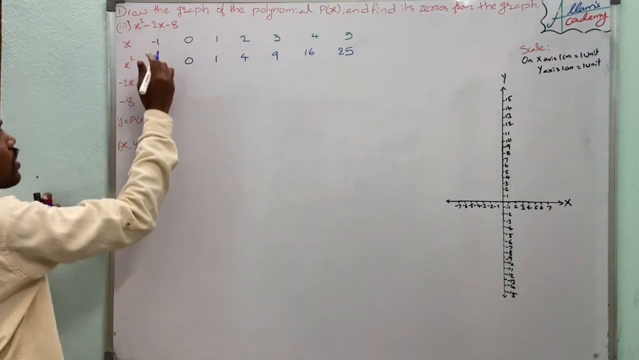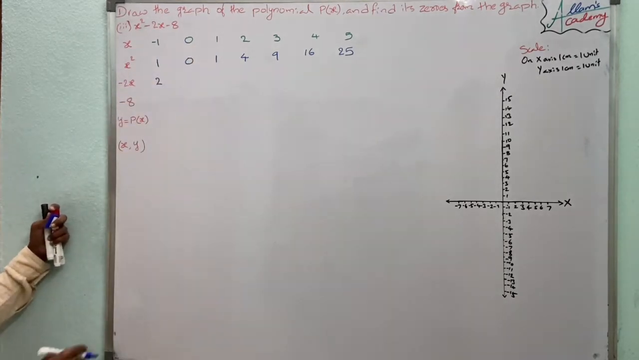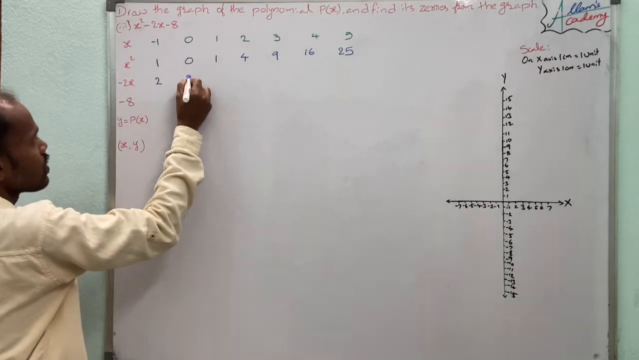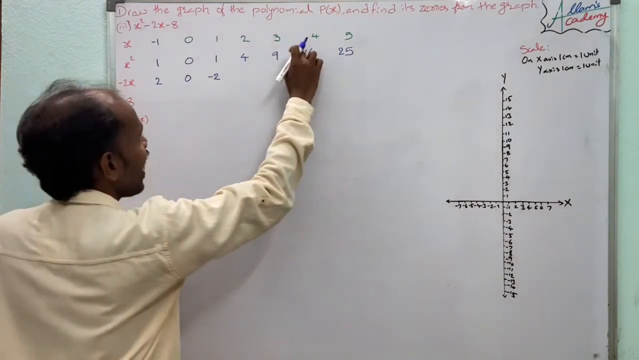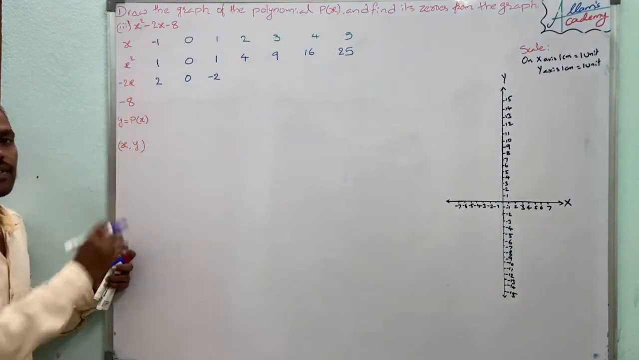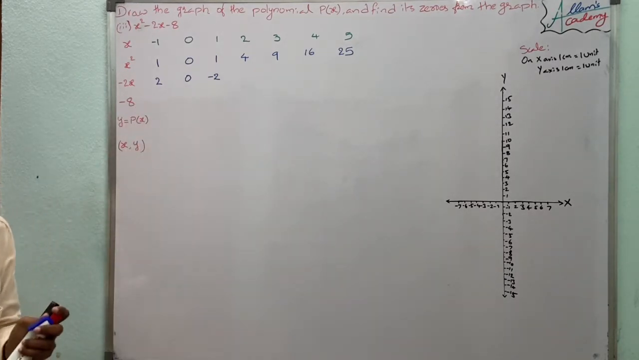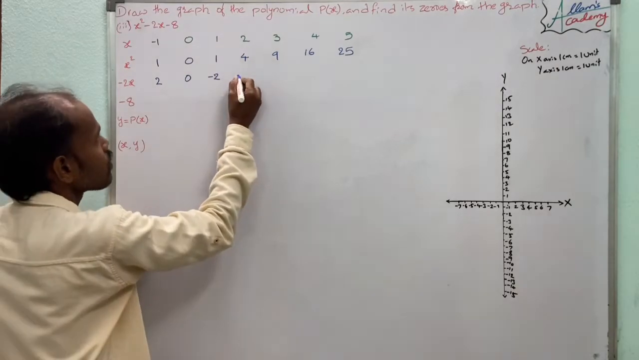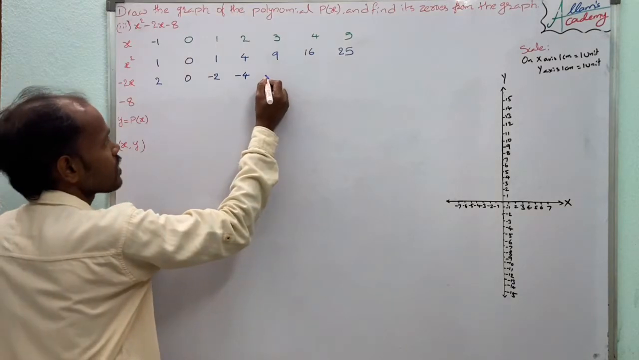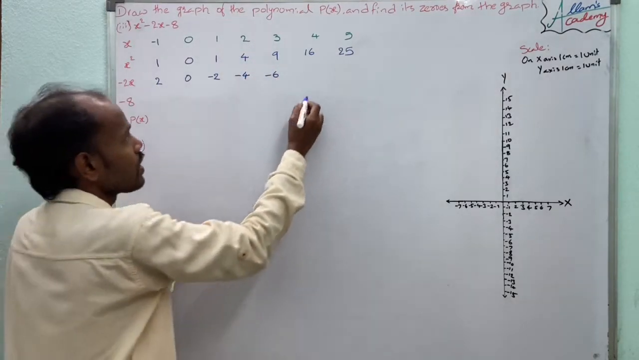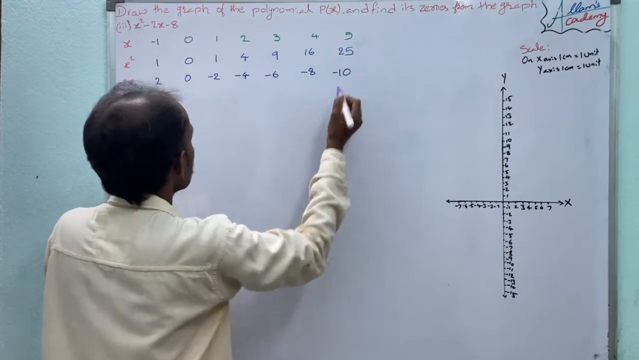Minus 2 into minus 1 means plus 2 only. Minus 2 into 0 is 0. Minus 2 into 1 is minus 2. Here all the positive numbers multiplied with the negative number minus 2 give a negative number only. So minus 2 into 2 is minus 4, minus 2 into 3 is minus 6, minus 2 into 4 is minus 8, and minus 2 into 5 is minus 10.